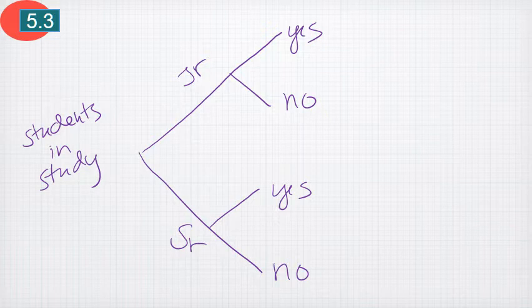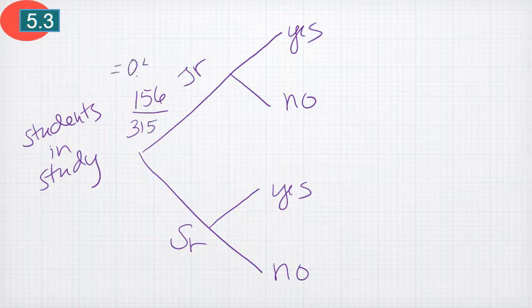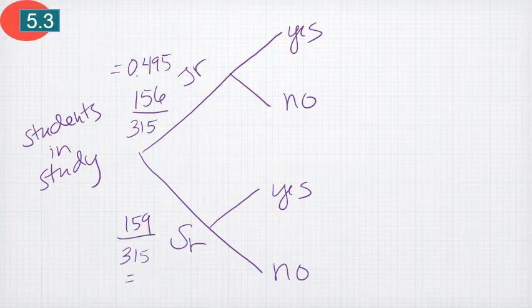Okay, so let's look at the probabilities and how we would lay them out on our branches. This branch is going to be all of our juniors. Looking back at our chart, there are 156 juniors out of 315 students total, and that probability is 0.495. Then for my seniors, there are 159 seniors out of 315, so that probability is 0.505 that a student is either a junior or a senior.